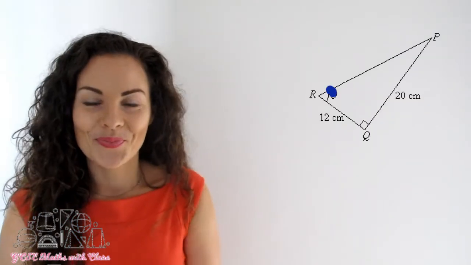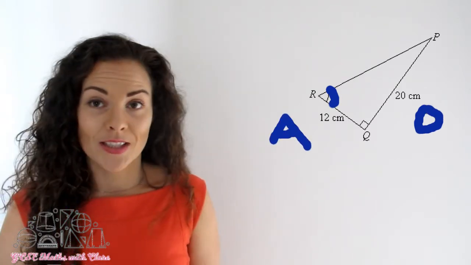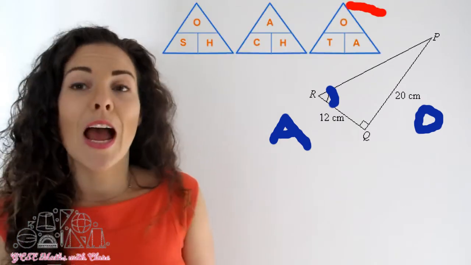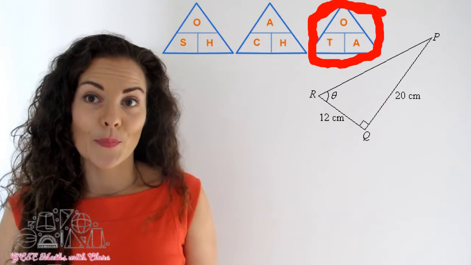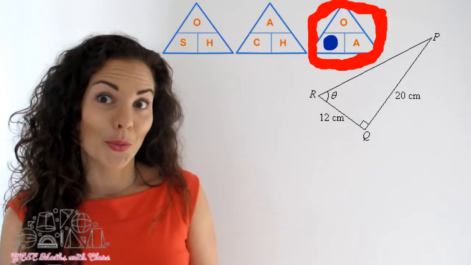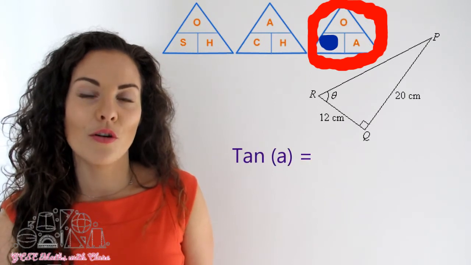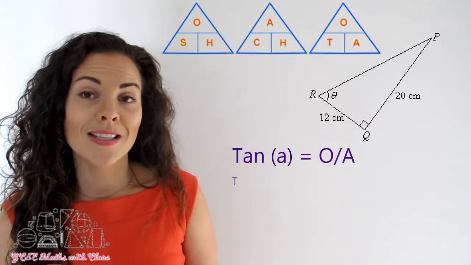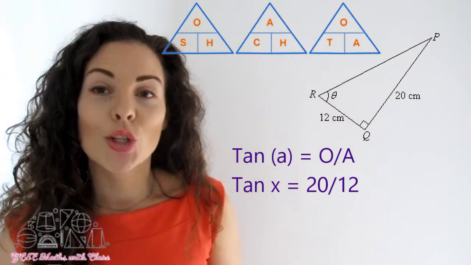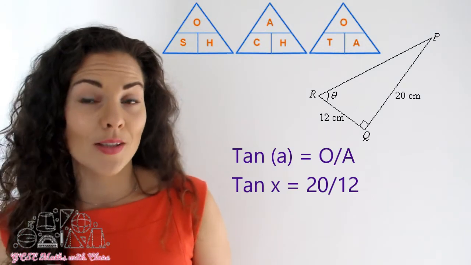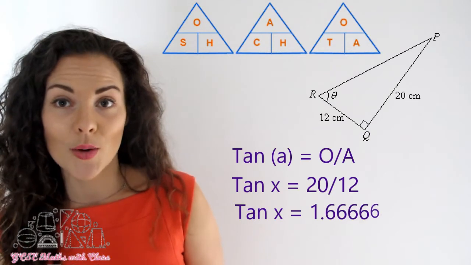Okay, next example. So here we don't know the angle, but we know the opposite and the adjacent. So we look at our pyramid and we'll see that tan is the only formula that includes O and A. So if I put my finger on tan, where the angle will be, we'll see that tan of the angle equals O over A. So in this case, tan of the angle equals 20 divided by 12. So 20 divided by 12 is 1.6 recurring. So tan of the angle equals 1.6 recurring.